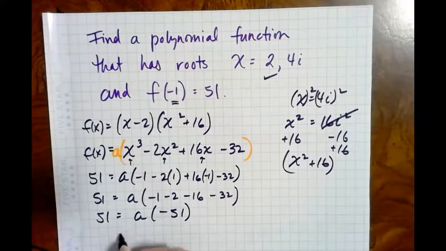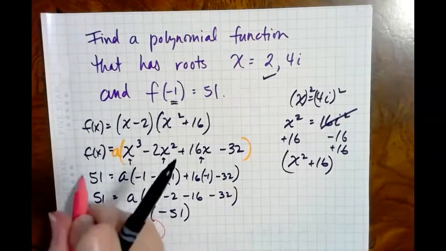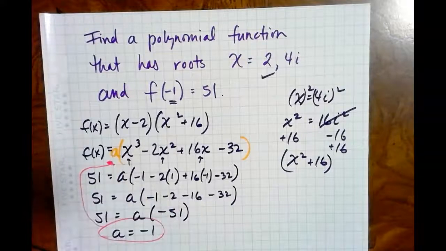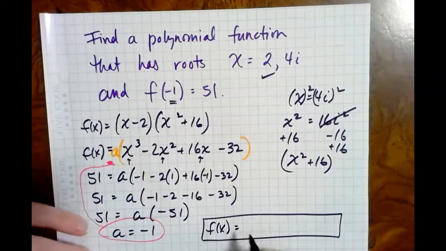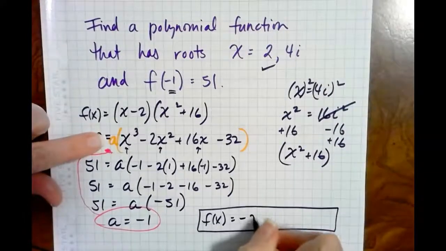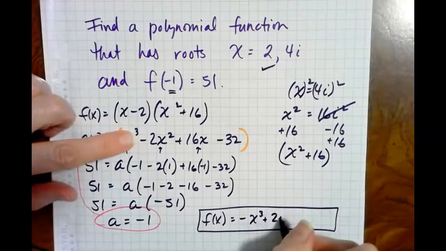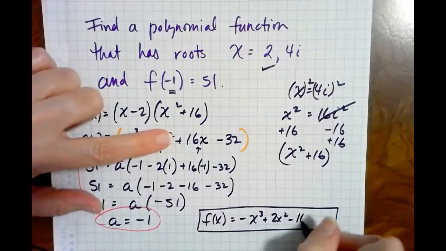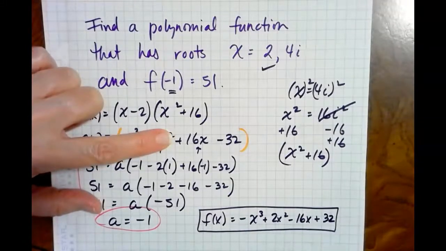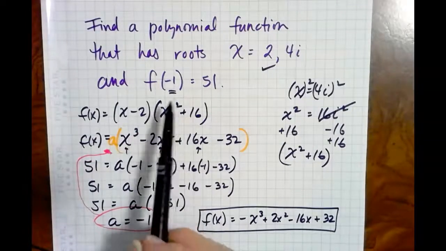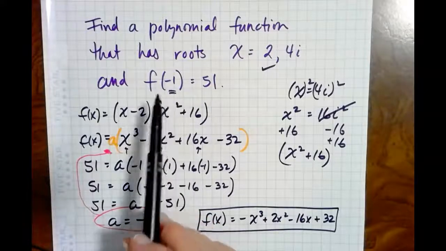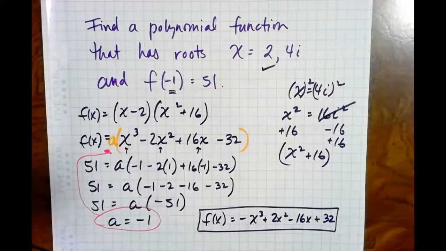-51. So our a value is -1. So when we take that a value, which is right there, and we plug it in right there, we'll get our answer, which is f of x equals negative x cubed plus 2x squared minus 16x plus 32, because we have a negative leading coefficient of -1 that will force the polynomial to go through the point -1, 51.